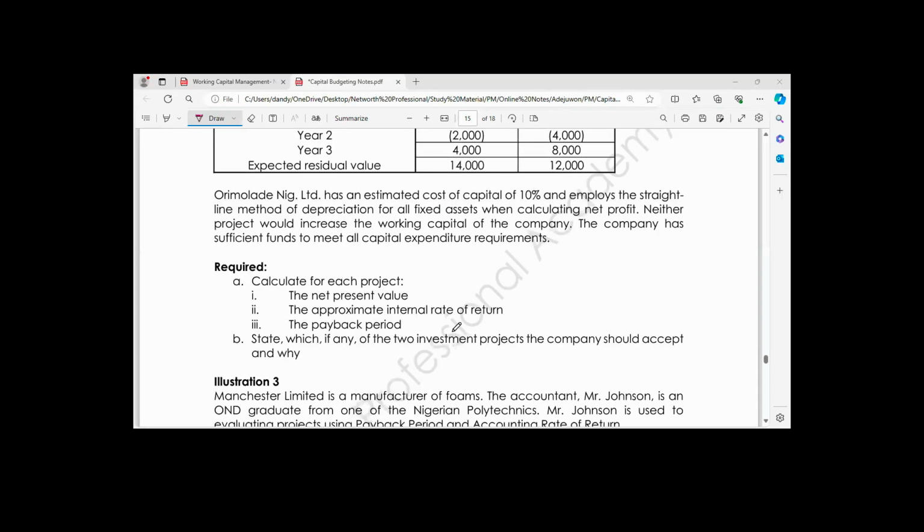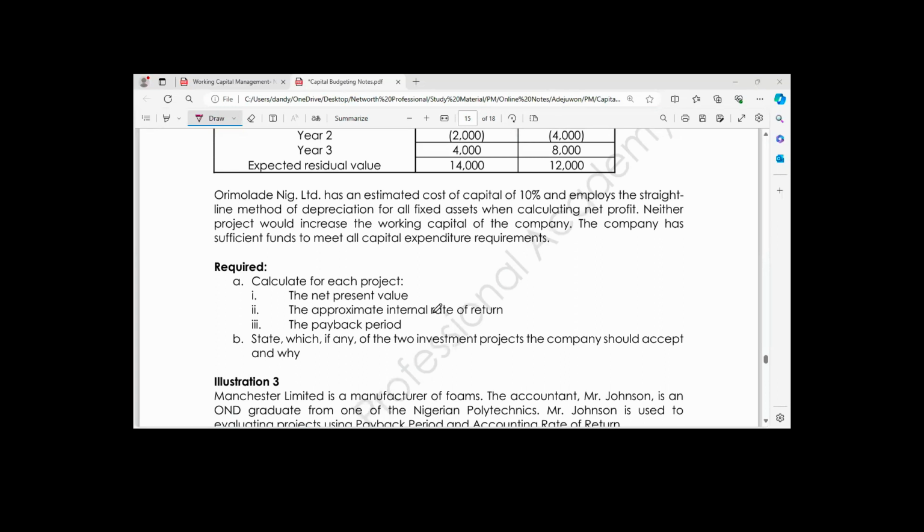Required. A. Calculate for each project: 1. The net present value. 2. The approximate internal rate of return. 3. The payback period. B. State which, if any, of the two investment projects the company should accept and why. So this is the question.